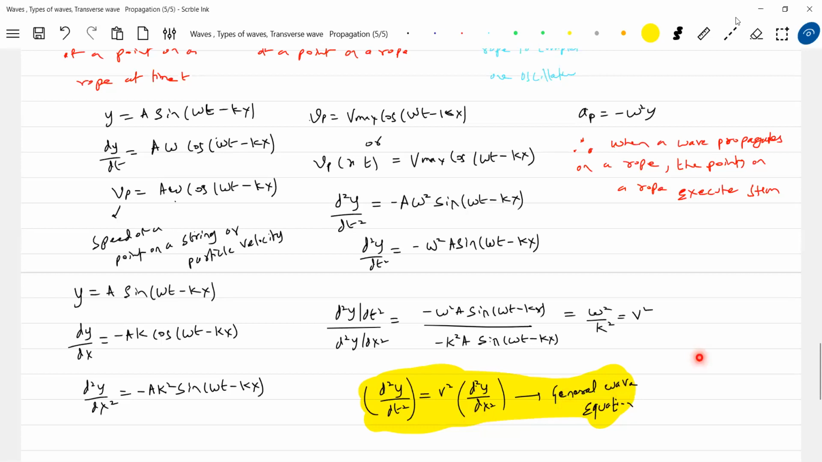So they give some equation. Will it represent wave motion or not? Put it here. The ratio should be equal to the square of the wave speed. Okay, fine, it represents a wave equation. Otherwise, it will not represent a wave equation. I'm using the word general. Is it understood now? It's not applicable only for transverse waves, but for any wave.